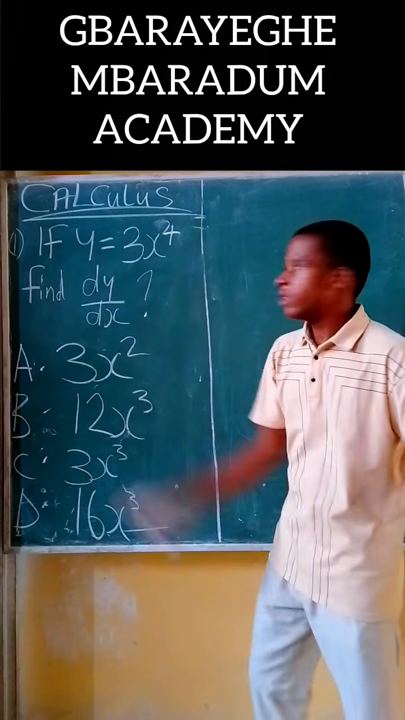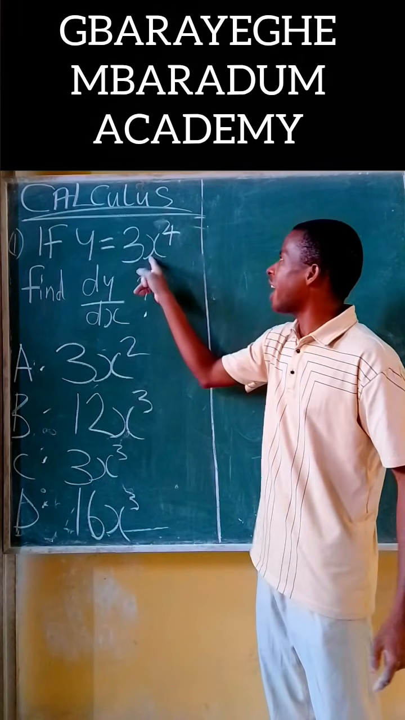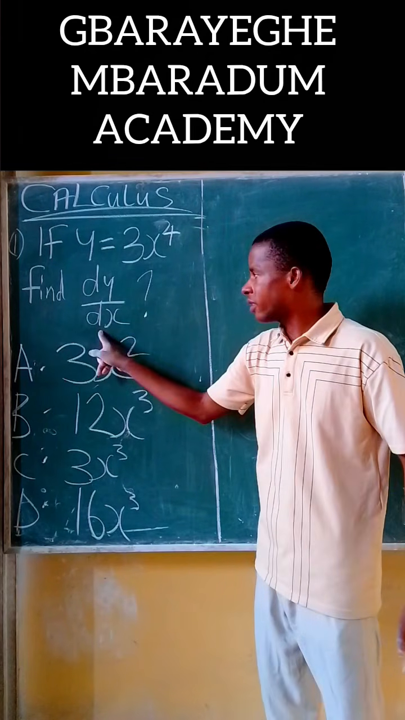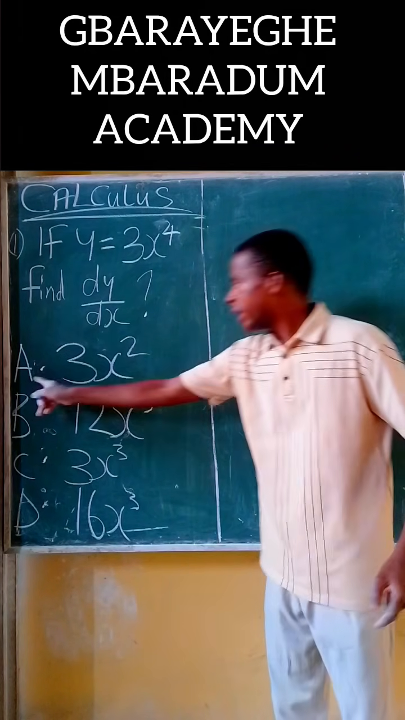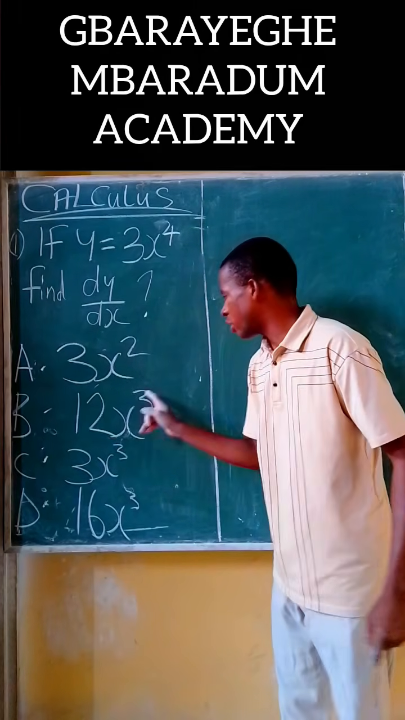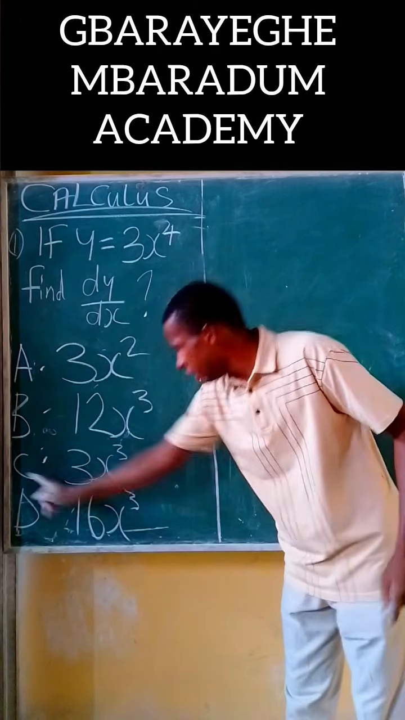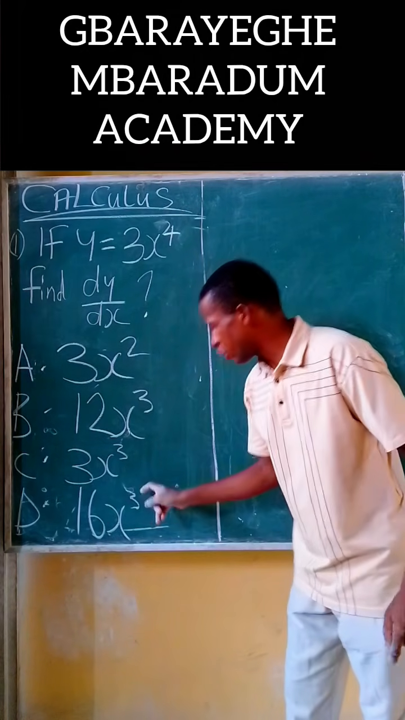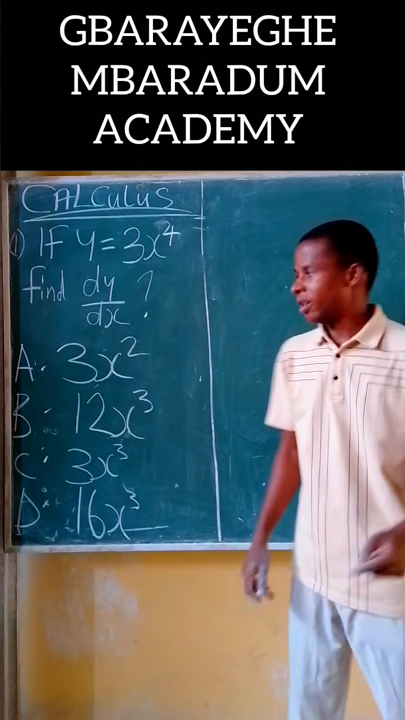On calculus, he said if y equals 3x raised to the power of 4, find dy over dx. They gave us options. A is 3x squared, B is 12x cubed, C is 3x cubed, D is 16x cubed. What is the correct answer?